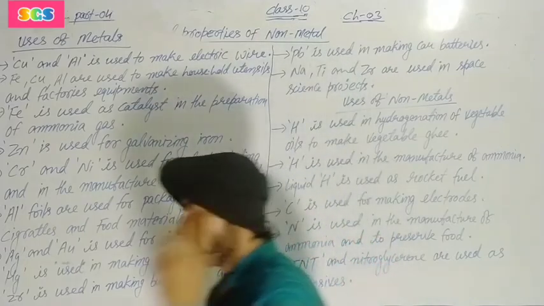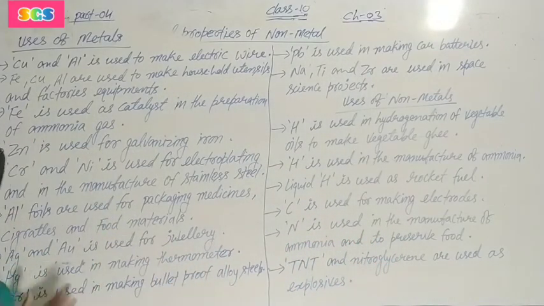After then, aluminium foils, you have heard, aluminium foils are used for packaging what? Cigarettes, packaging food items, and for packaging several things like medicines.